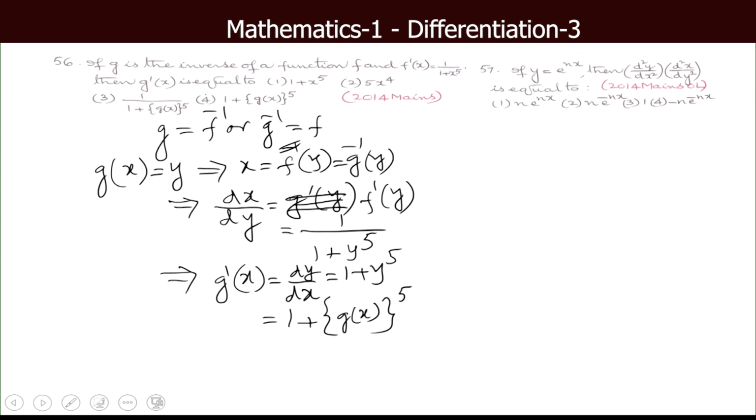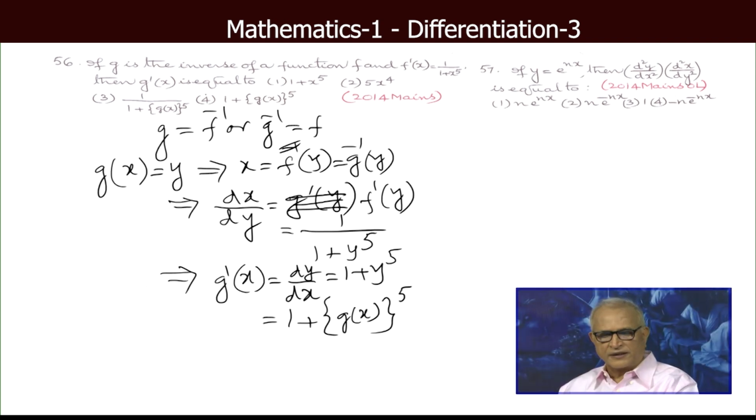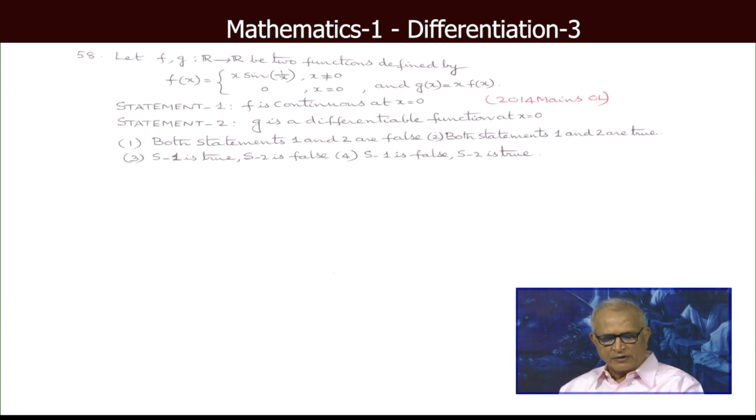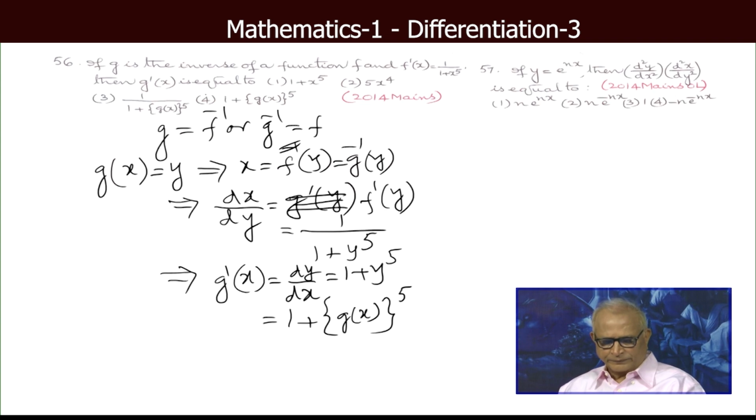So, now g dash x is equal to dy dx. Dx dy is 1 by 1 plus y power 5. So, dy dx is a reciprocal of this derivative, which is 1 plus y power 5. But what is y? y is g x. Okay? That is therefore, when you replace y by g x, g dash x is 1 plus 5th power of g x. Okay? So, that is of course 1 plus g x whole power 5, the fourth option. 2014 mains. Next 57th question.